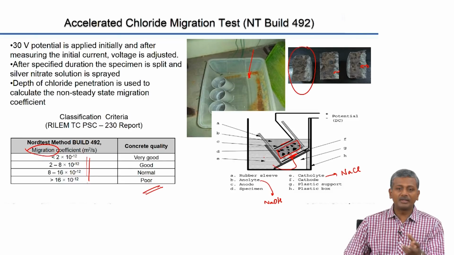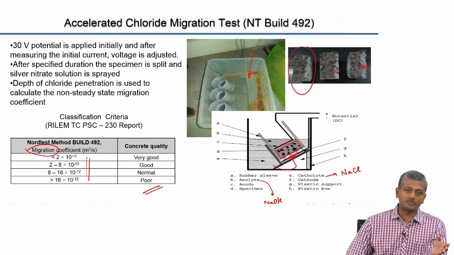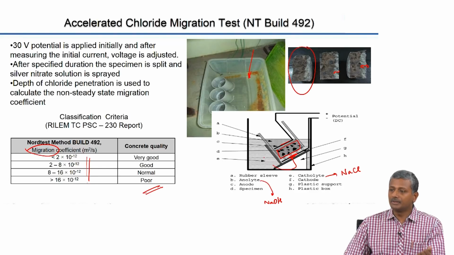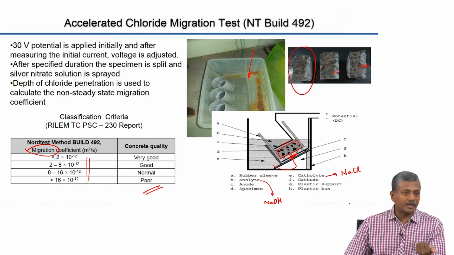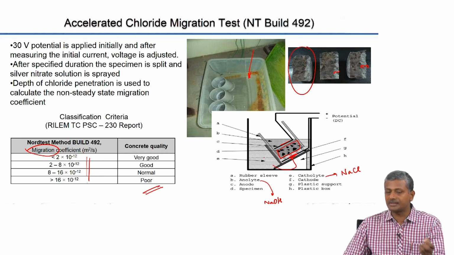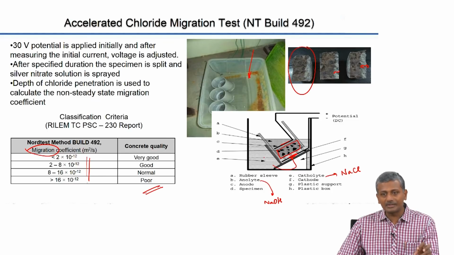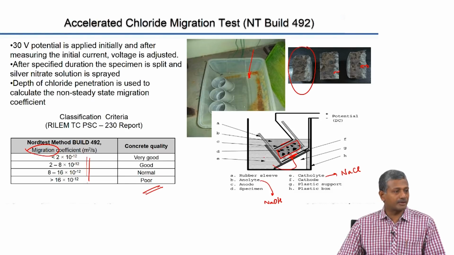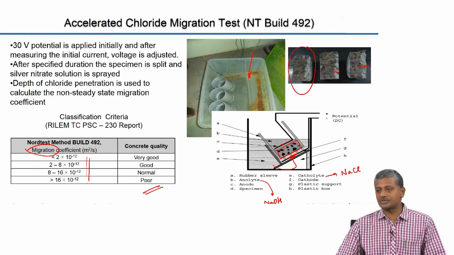Now, one thing you need to understand is in RCPT we got an idea about the charge that is passing, and I told you that that is not really a quantitative parameter that can be linked to the design of the concrete. However, in this case you get actually a migration coefficient. If you utilize relationships similar to Fick's second law, where we look at non-steady state diffusion, you can relate this migration to the diffusion coefficient that you find in Fick's second law and then try to model this process. Okay.